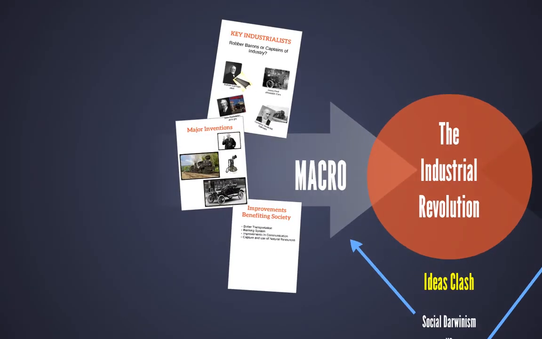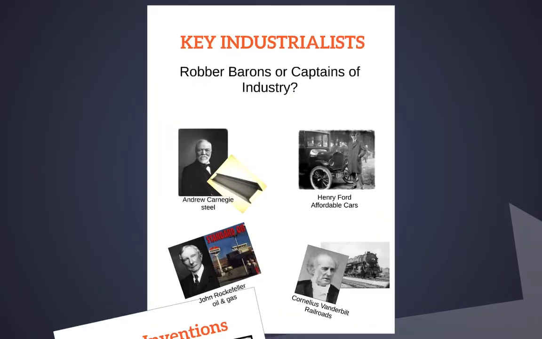Now, on the micro level, some things we'll talk about are the key industrialists, the major inventions and improvements that benefited society. Of these key industrialists, we'll talk about who were these men. They became extremely wealthy during the Industrial Revolution, but what did they do and what made them different? We'll talk about people like Andrew Carnegie, Henry Ford, John Rockefeller, and Cornelius Vanderbilt, and they built tremendous fortunes. In today's money, they would be richer than Bill Gates is rich. They were tremendously wealthy, and with that, tremendously powerful. So we'll talk about these key industrialists.